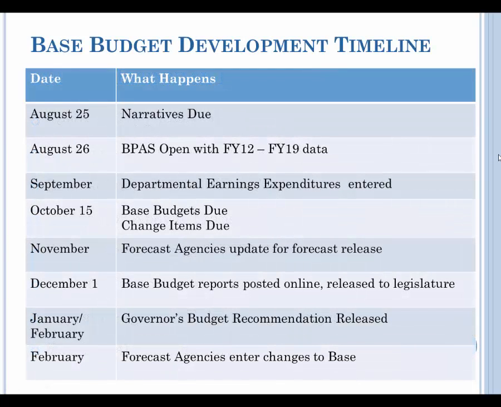BPAS is open for budget development. Base budgets and change items to be considered in the governor's budget recommendations are due on October 15th. For BPAS system help, please contact the Swift Help Desk, option 3. For base budget reconciliation help, please contact your executive budget officer.